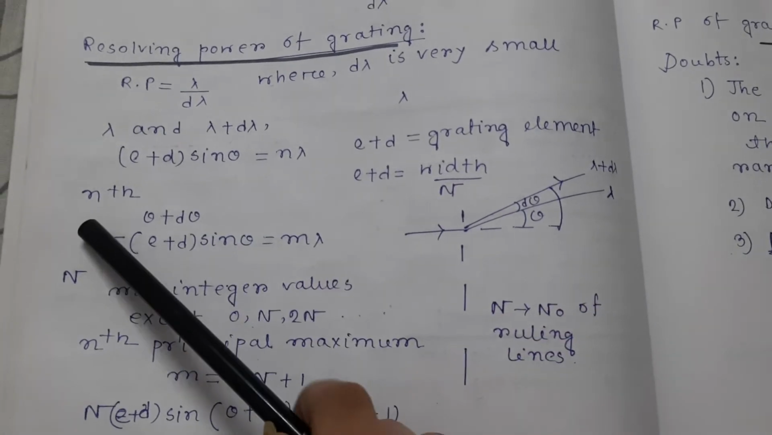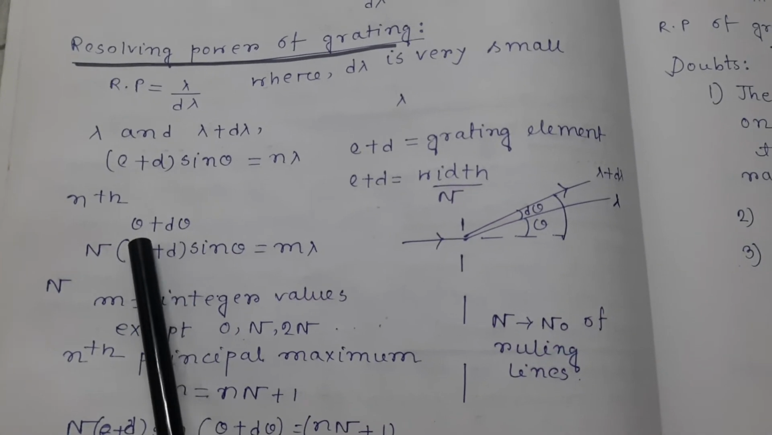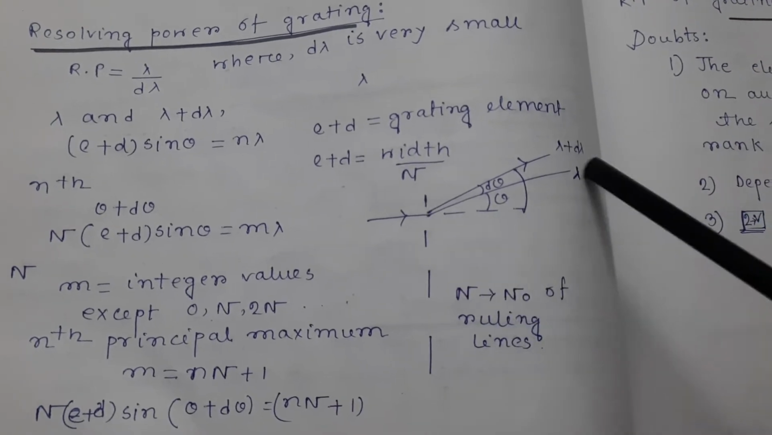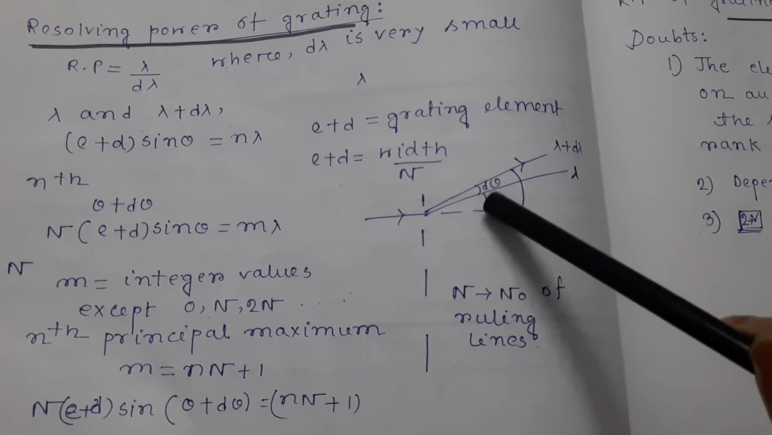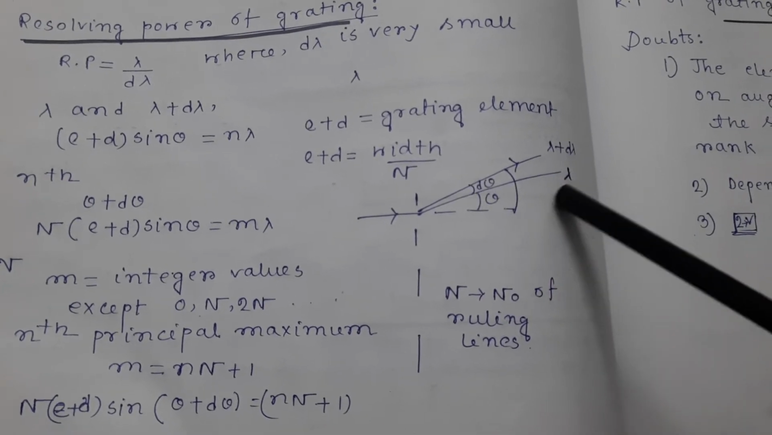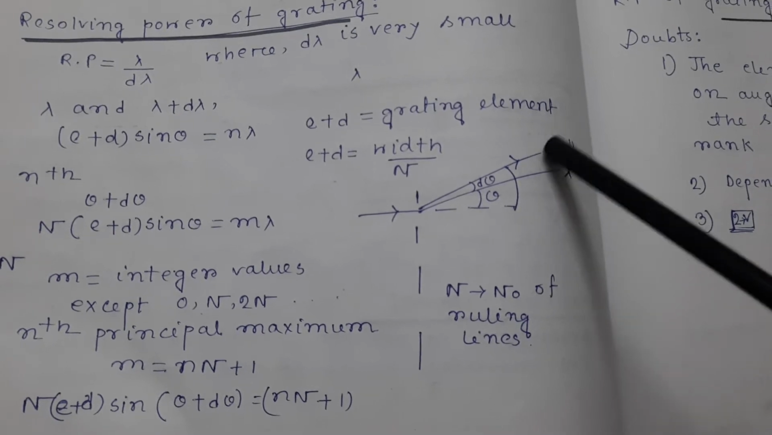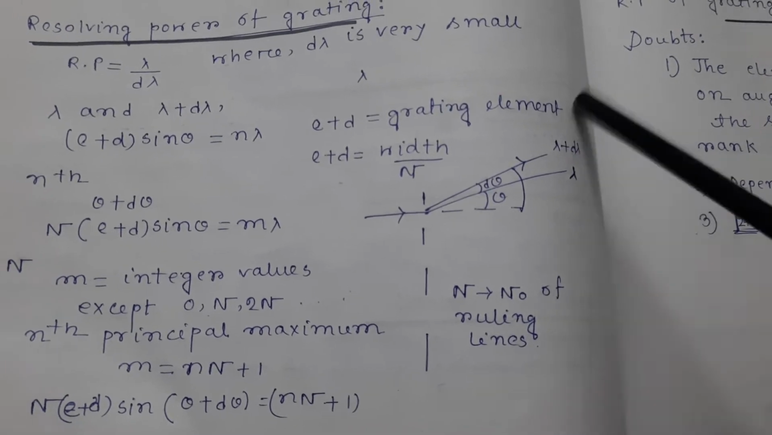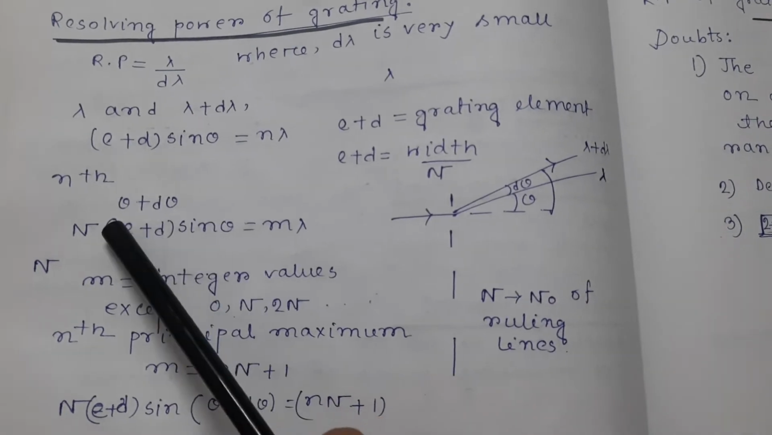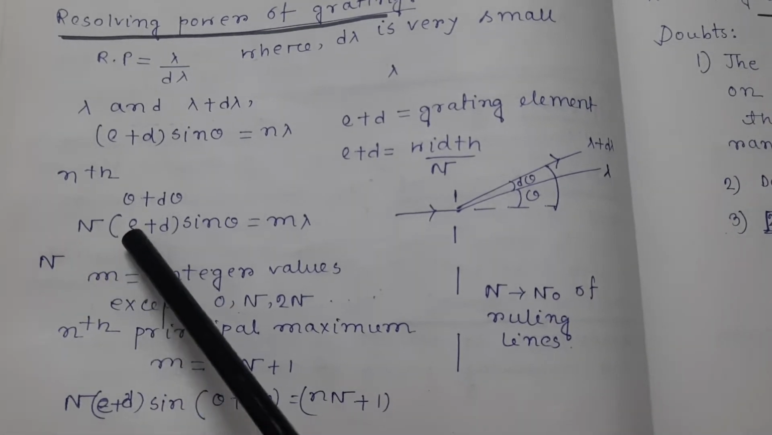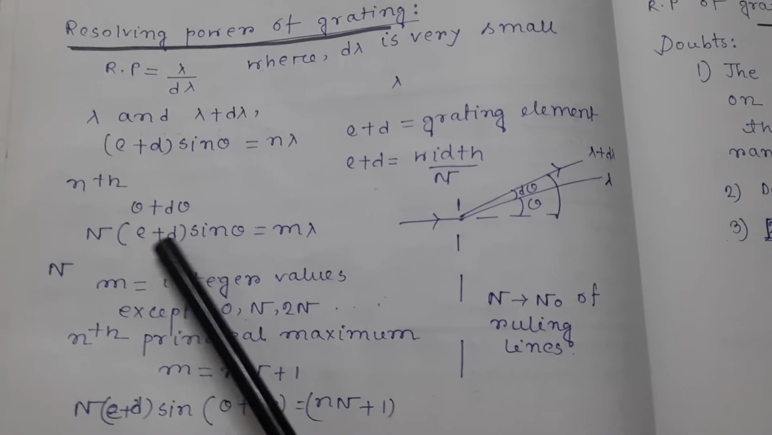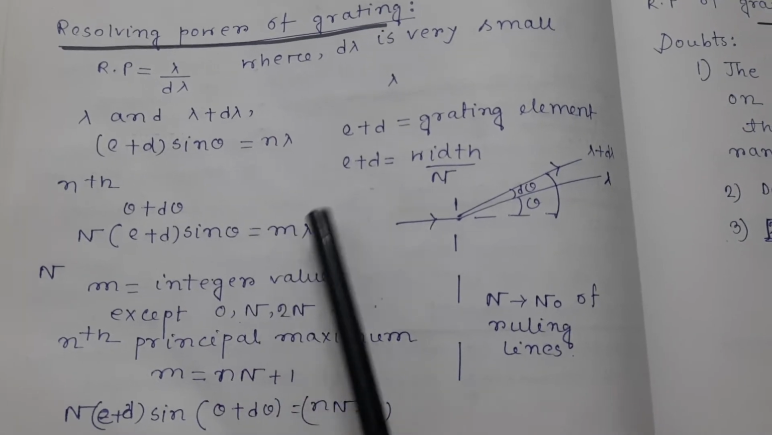For nth order, theta plus d theta: this is the incident ray, this angle is theta and this angle is d theta. So here the wavelength is lambda, and here lambda plus d lambda, where d lambda is so small. For nth order, capital N into (e plus d), the grating element, (e plus d) sin theta is equal to m lambda.